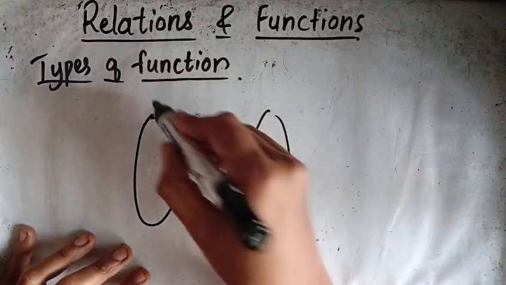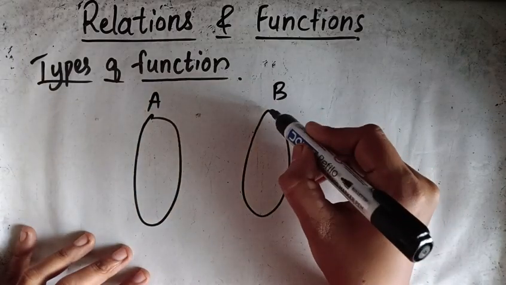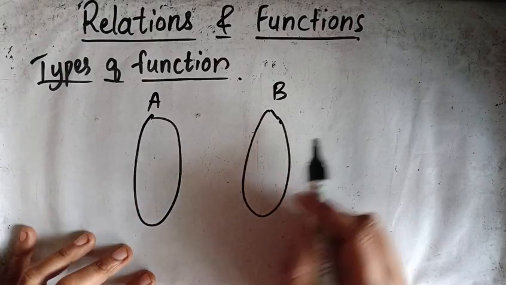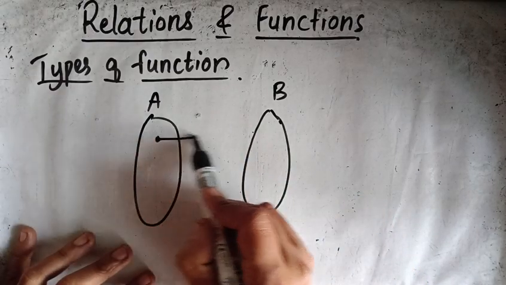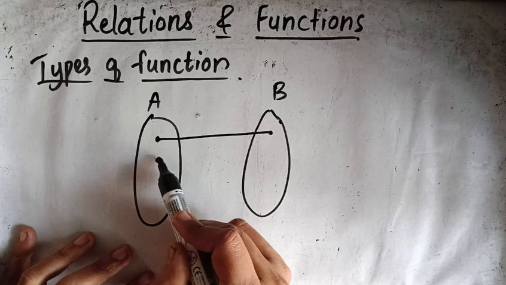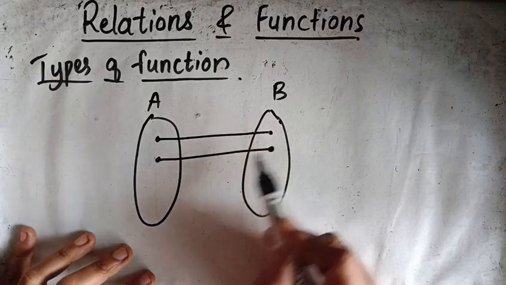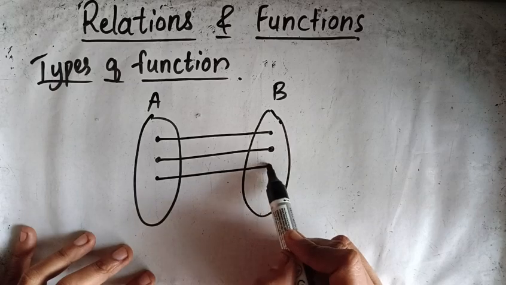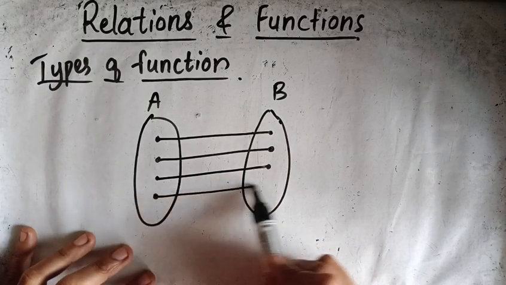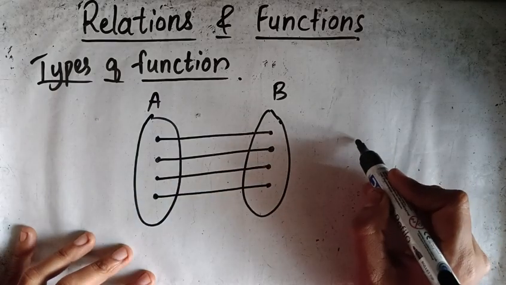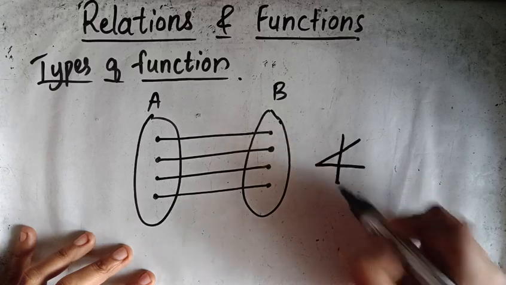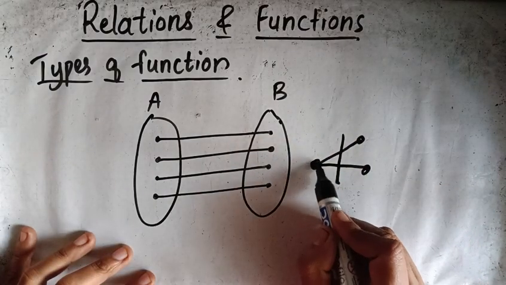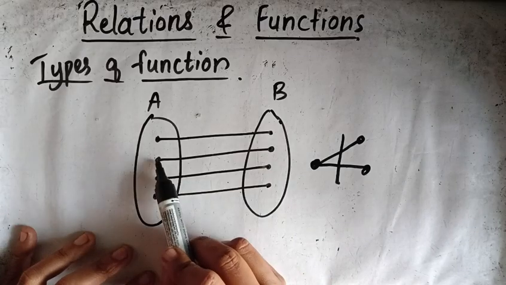suppose these are two sets A and B. Okay. There is a relation from A to B, and function is when the image of one element in A is unique. Okay, and this should not happen. That is, there are no two images of a single element in A.